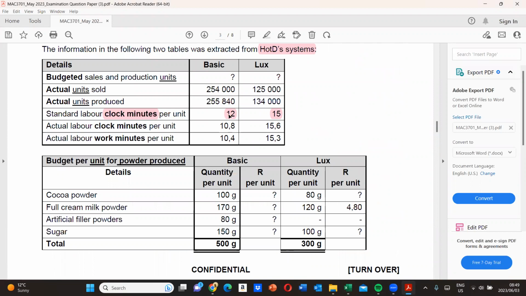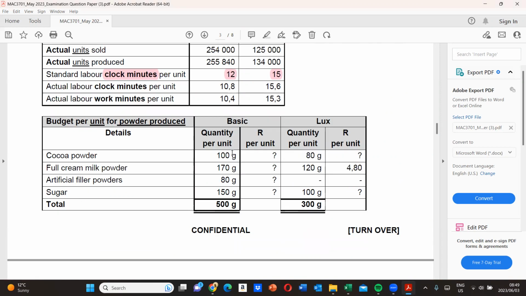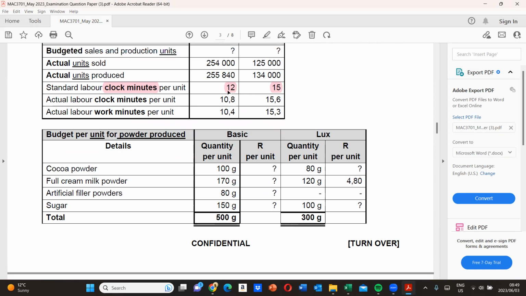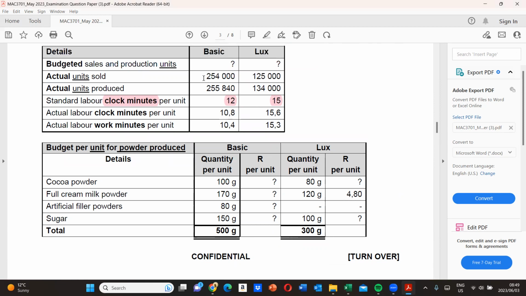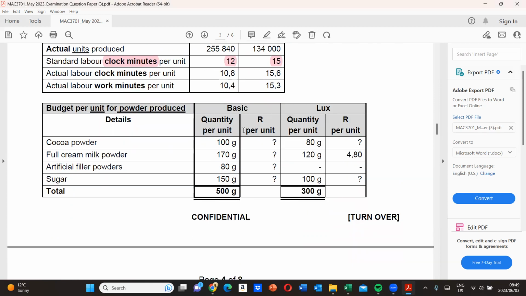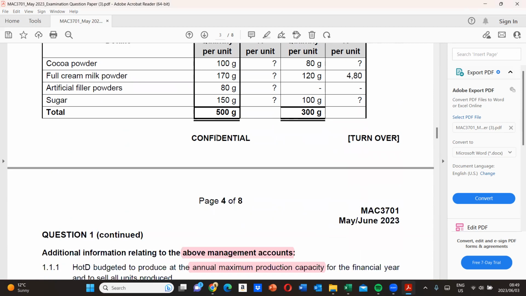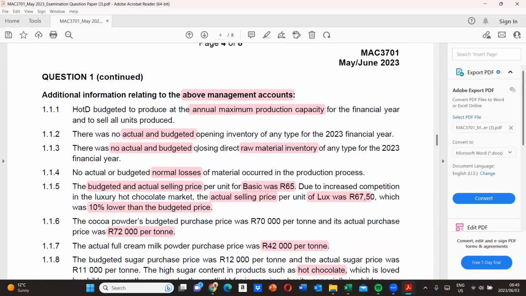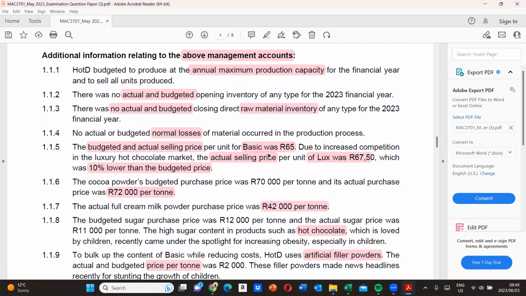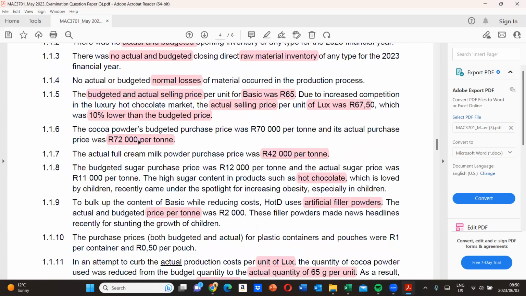Oh, these are minutes. Oops. Let's quickly see. Something is not right. This is not in line. These are units. All right, let's see the relationship between this information. So the budgeted and actual selling price was 65 due to increased competition. The budgeted purchase price for cocoa.